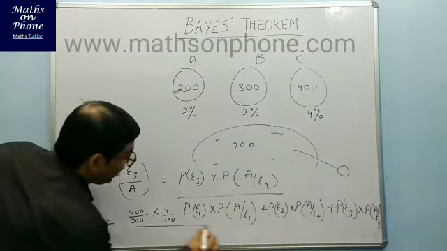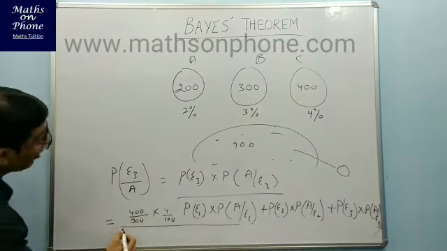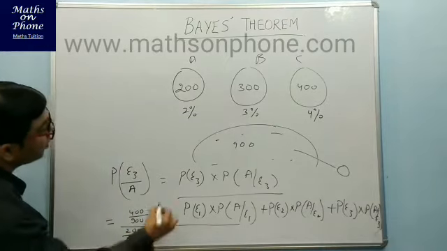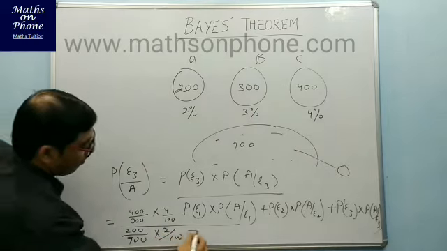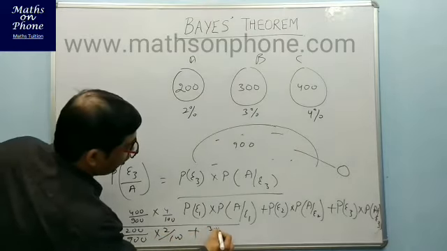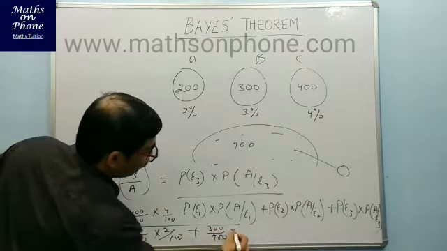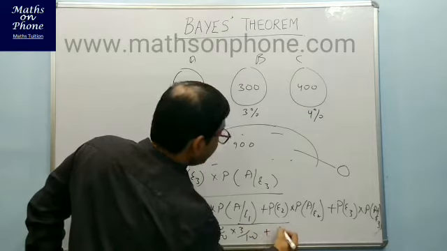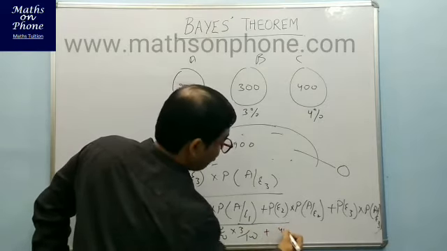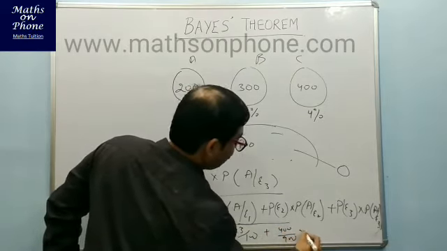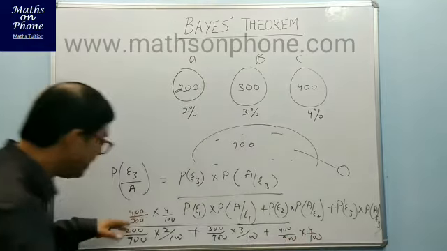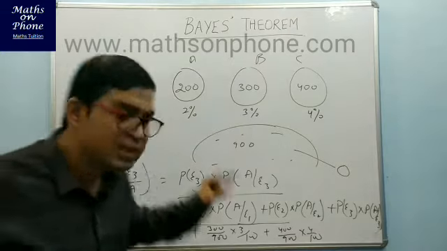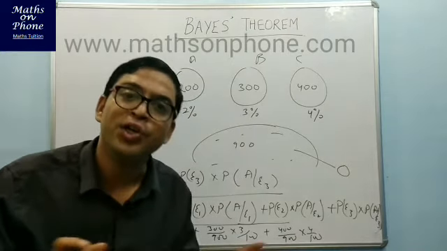Now write in the denominator the complete thing. P(E1), you can easily write 200 by 900 into 2 by 100, plus this is 300 by 900 into 3 by 100, plus this is 400 by 900 into 4 by 100. Very easily you can solve the problem. The very important thing is you just identify the 3 events.